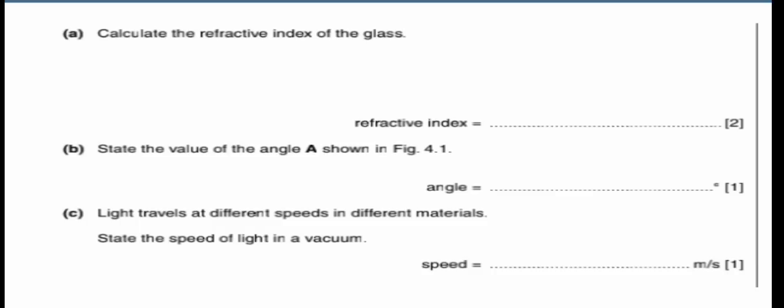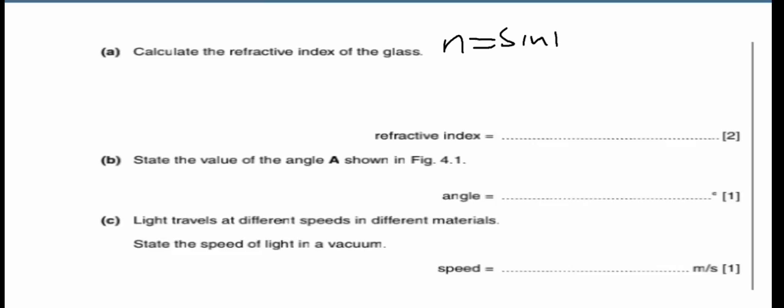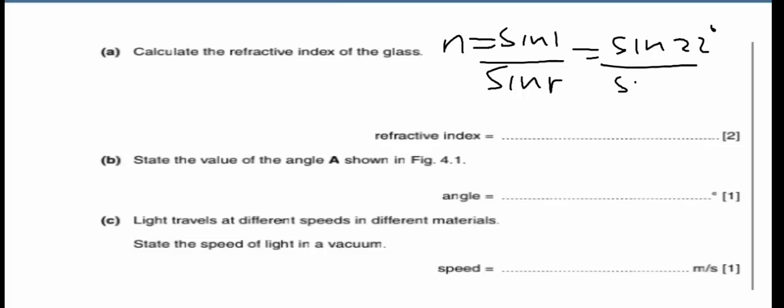Calculate the refractive index of the glass. So refractive index, represented by small letter n, is equal to the sine of the angle of incidence divided by the sine of the angle of refraction. So you can say the sine of the angle of incidence here is 22 degrees. Then the sine of the angle of refraction that we have here is 15.